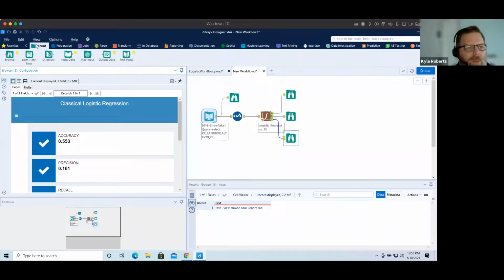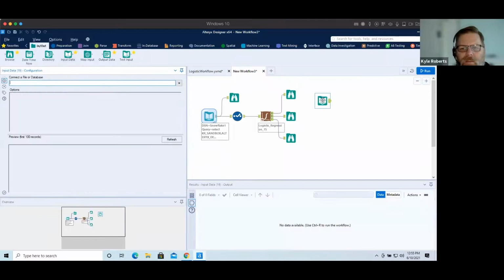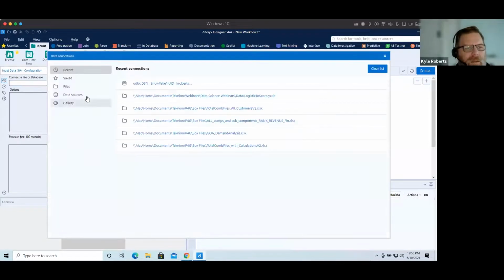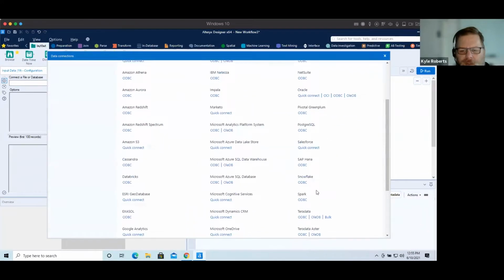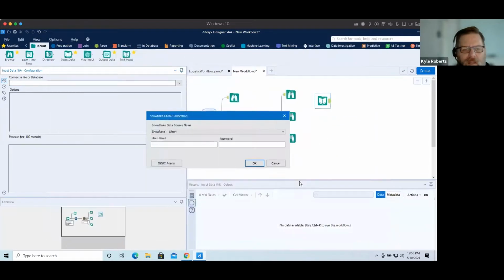Well, I've got to go back into Snowflake. Okay, so let's grab a Snowflake connection again, go to data sources, and then once again, let's go to Snowflake. Oh goodness, I've got to stop sharing, because every time it's going to make me enter my username and password. So let me do that real quick. We'll start sharing again.